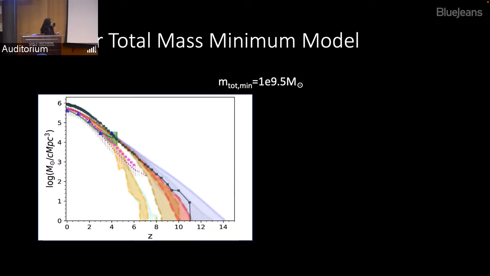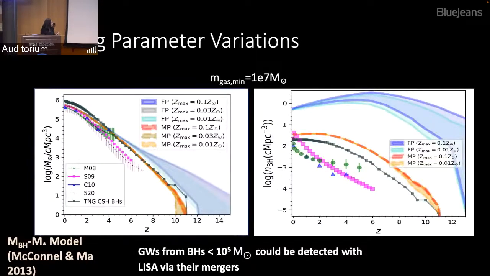Also, the growth model that's implemented here is a simple fraction of the total stellar mass in the host galaxies. It's assumed to be the mass of the black hole, and this is a rough estimate. It's taken from the scaling relation from McConnell and Ma 2013.